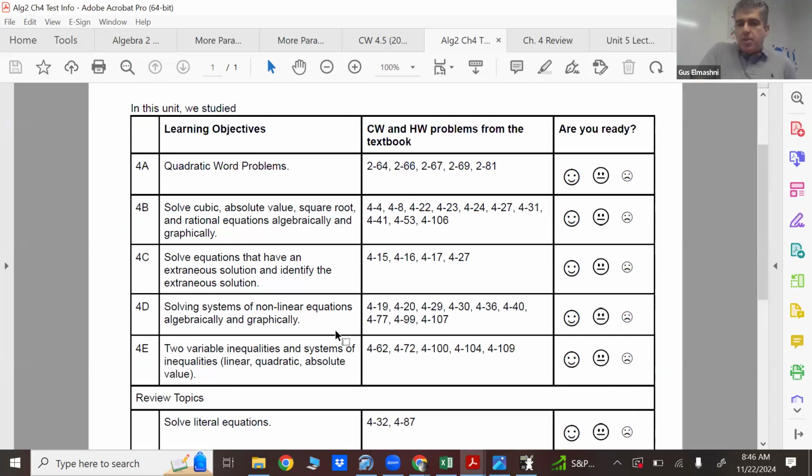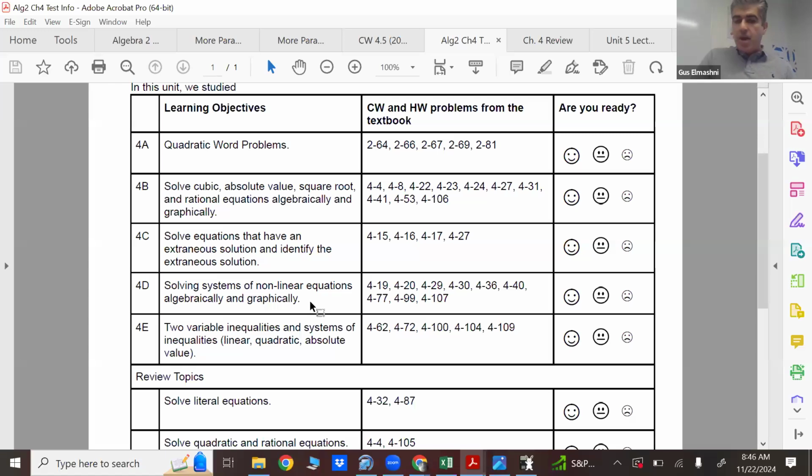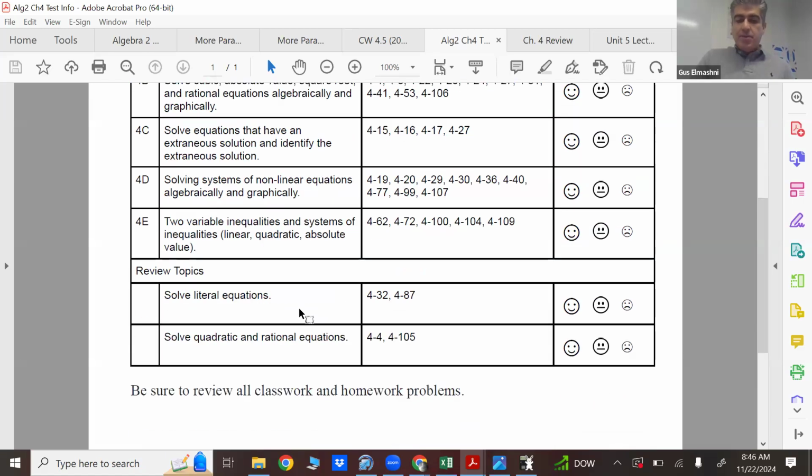But expect these problems: expect the word problem quadratic functions, expect solving equations, expect extraneous solutions, which we had on our quiz. Solving systems, we talked about that, graphically and algebraically. Inequality shading, we talked about that. So we've done all this already. And then going back to old stuff: solving rational equations with fractions, and literal equations, where you get one letter in terms of all the other letters. So we'll review all this when we get back.